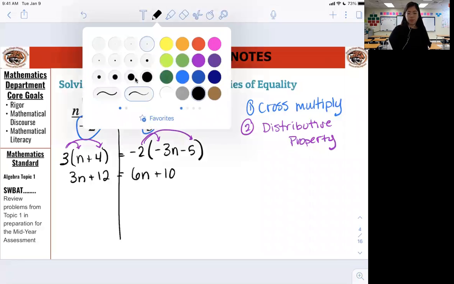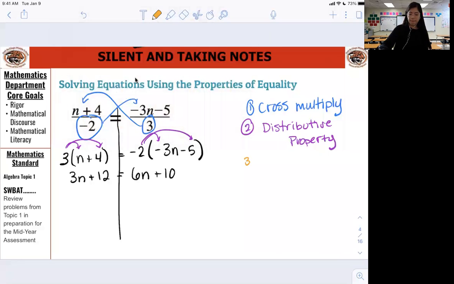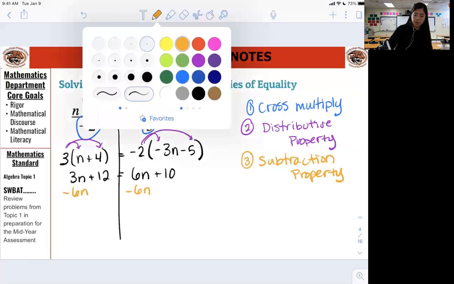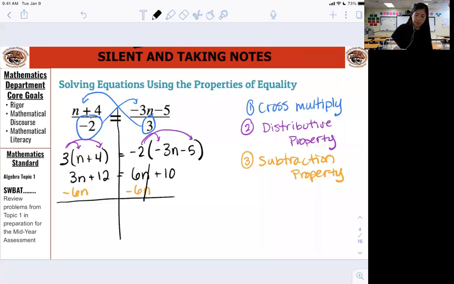And now I'm really close. What should I move over? The 6n. 6n. Good. What operation do I use? Subtraction. Good. Minus 6n and minus 6n. This is the subtraction property. Cool. You get -3n plus 12 equals 10. Yeah. Awesome.